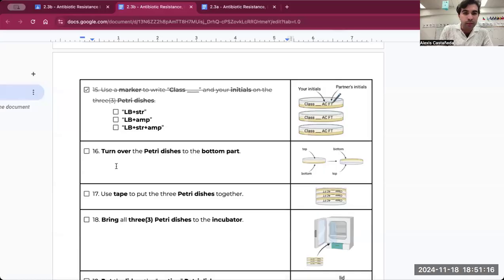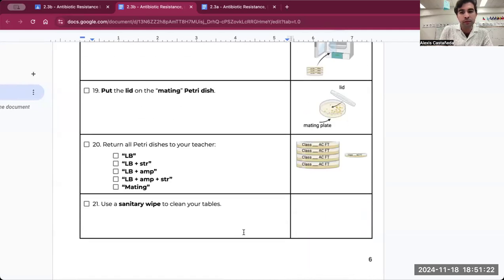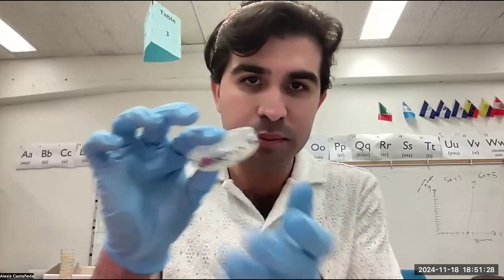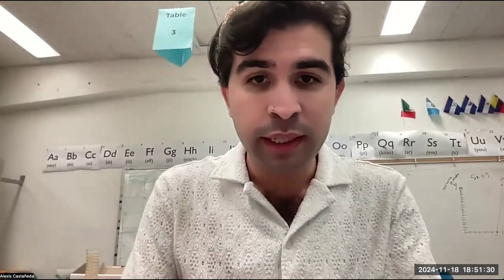Make sure that we've gone through our whole procedure. And yes, so we turned them over to the bottom part. We put tape. We brought the three dishes to the incubator, and we put the lid back on the mating plate, right? Just put the lid back on, make sure that it's closed up.